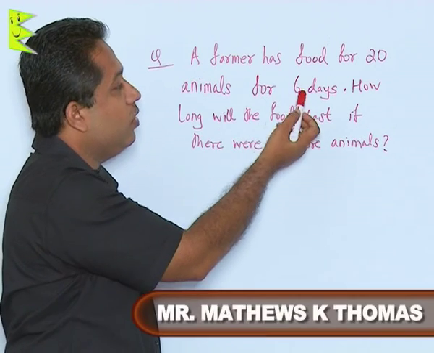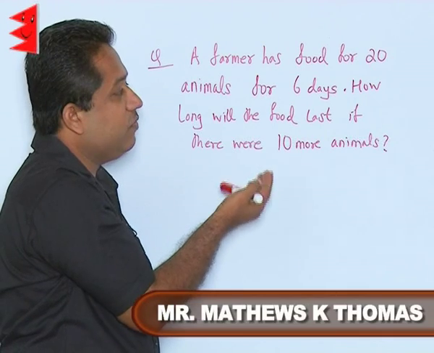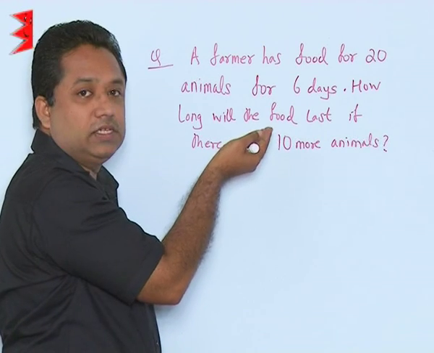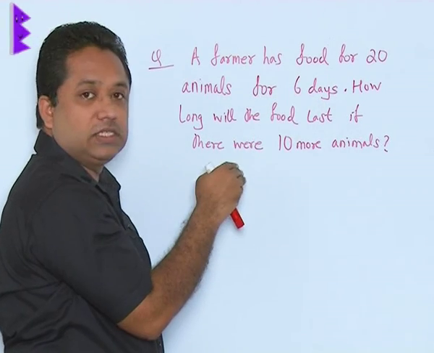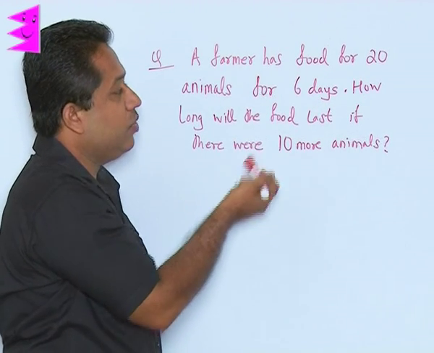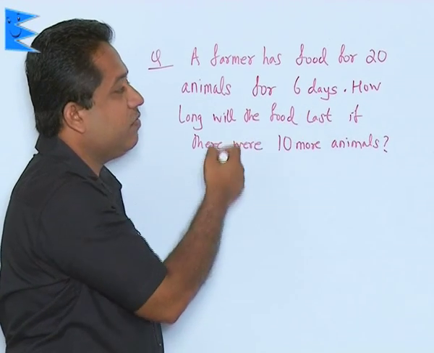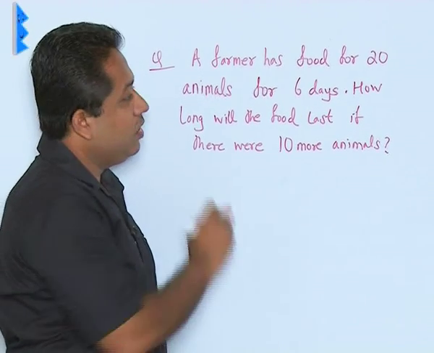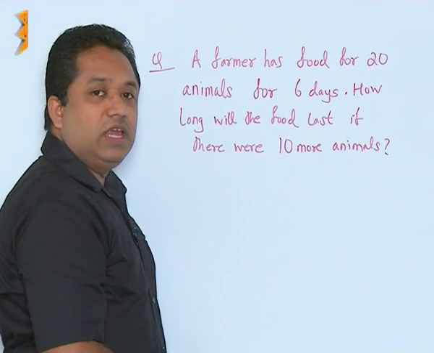What will happen to the food? Will the food last for 6 days or will it become less? Obviously, when the number of animals increases, the number of days the feed lasts will become less. The feed will finish faster, because the more the number of animals, the faster will be the rate of consumption of the food. So, we can understand clearly that this is a question of inverse proportion.